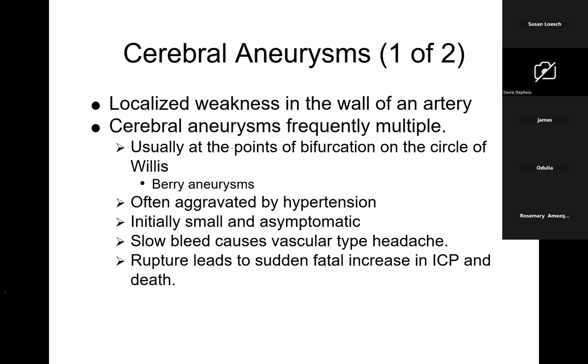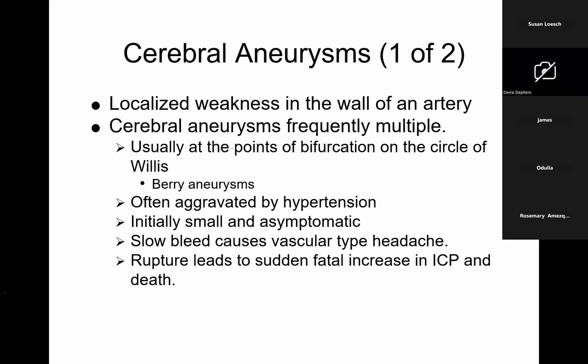All right, next is aneurysms, and these are caused by weaknesses in the wall of the artery. They can multiply. Again, these are also going to happen at the points of bifurcation on the circle of Willis. We can have what we call a berry aneurysm, which is a dilation in the artery. Cerebral aneurysms frequently multiply and occur at these points of bifurcation. The berry aneurysms develop wherever there's a weakness in the arterial wall or where branching occurs.